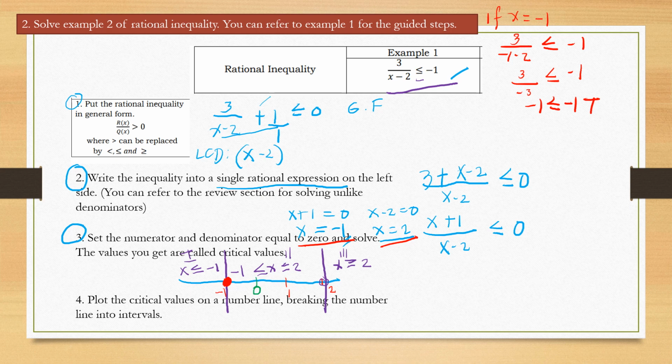How about positive 2? If x is equal to positive 2, gamit to, 3 over 2 minus 2 is less than equal to negative 1. Dito pa lang, 3 over 0 is undefined. So, ibig sabihin, 2 is not part of the solution.